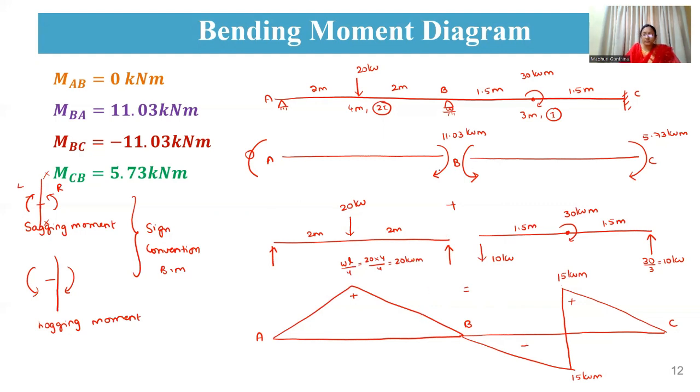Now coming to the fixed bending moment diagram. You can see here at A you are having 0. At B again you are having a hogging moment of 11.03. That means here you are having 11.03 kilonewton meter at this point. Again at this point you are having 5.73 kilonewton meter. So that means some value here. So we can just draw.